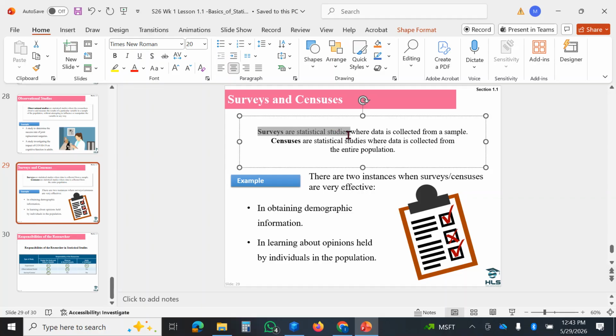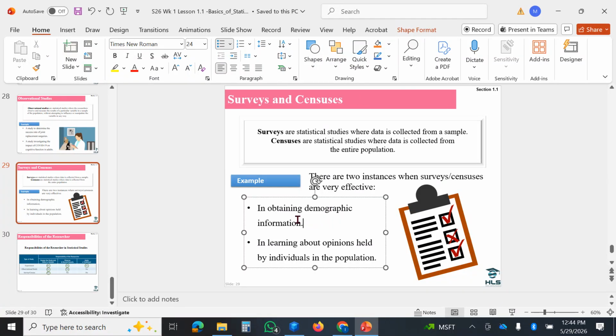Then there are surveys, which are statistical studies where data is collected from a sample, and censuses, which are statistical studies where data is collected from the entire population. So surveys, sample; census, population. Okay. There are two instances where surveys and census are very effective: in obtaining demographic information. I had to fill one out, the Canada Census forms, about a month ago. You got to fill them out online and do all that kind of stuff. It's all about demographics. How many people live in your house? Where's everyone from? What's their mother tongue? All these kinds of things, right? As well as in learning about opinions held by individuals in the population.